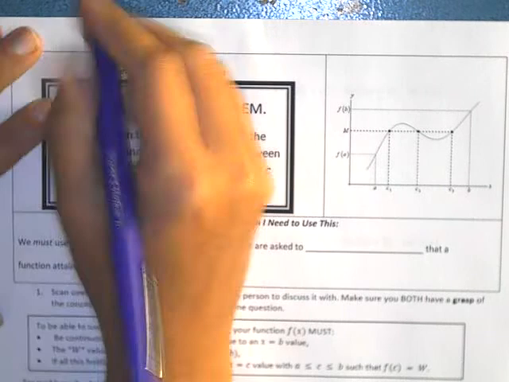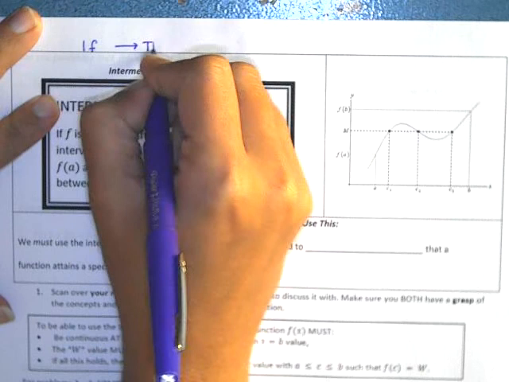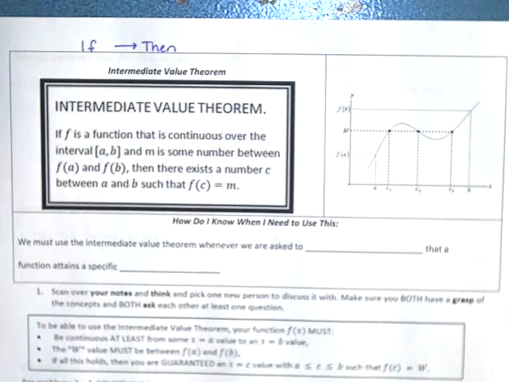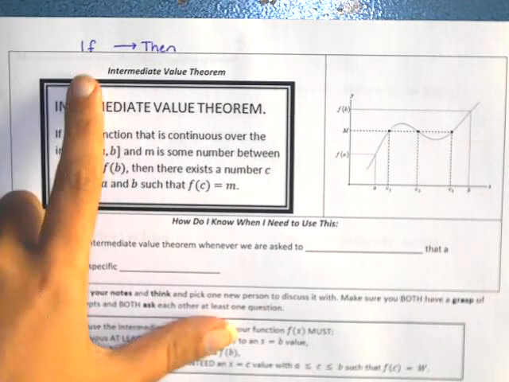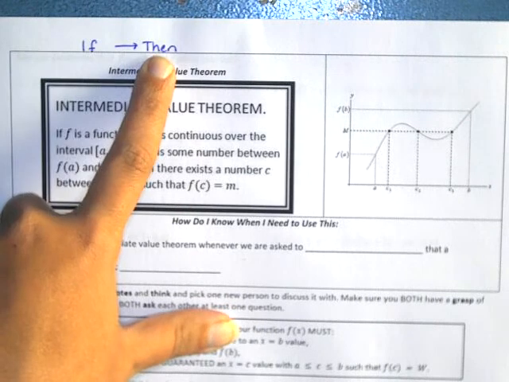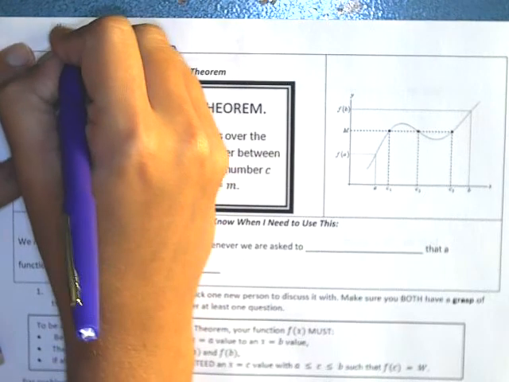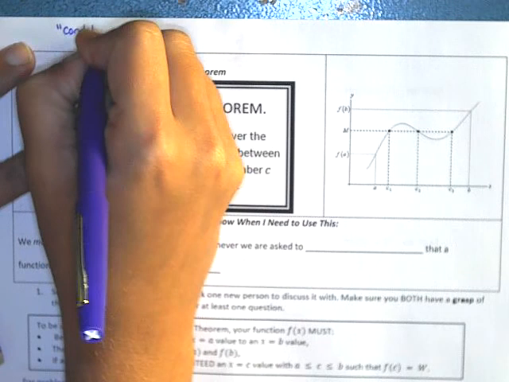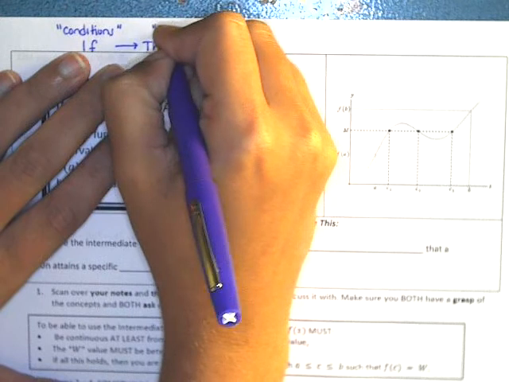Now you may remember if-then statements from geometry. The if is what's called the hypothesis, and the then is what's called the conclusion. It allows us to say that if these things are true, then this must be forced to be true. So as long as we meet these conditions, what we usually call the if is the conditions, then these are the consequences.